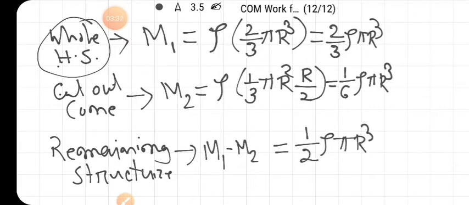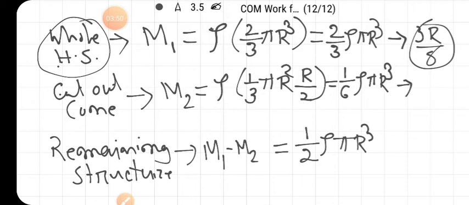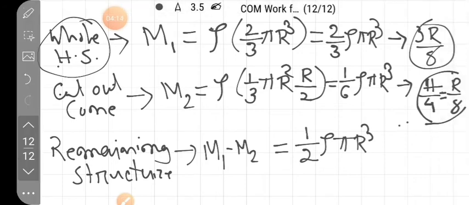Now we know the hemisphere's center of mass is 3r by 8 from its base, and for the cone the center of mass lies at h by 4 from the base. For the solid cone h by 4, h is equal to r by 2, so this becomes r by 8 from the base. So these two things we know, r by 8 from the base and 3r by 8 from this. Now we'll go and apply in the formula.